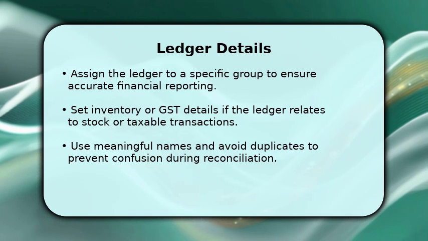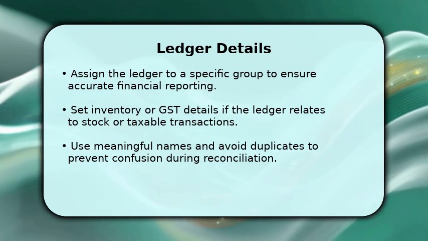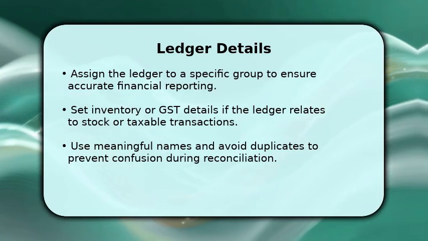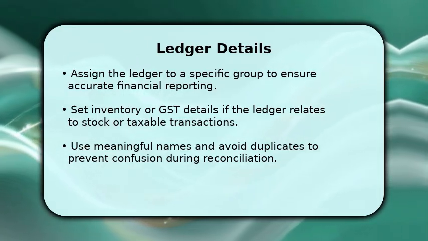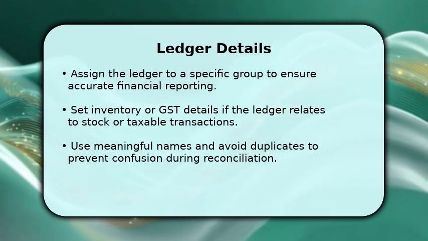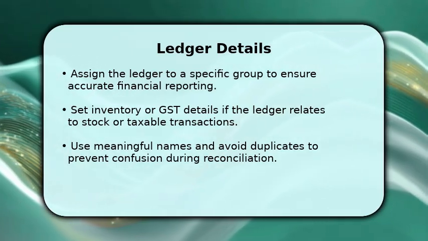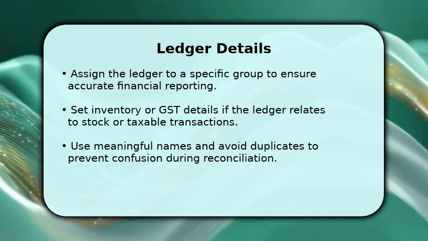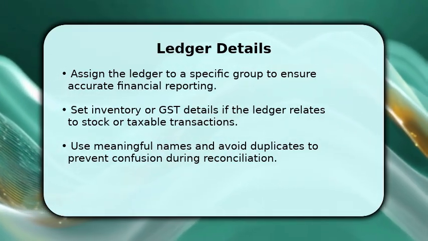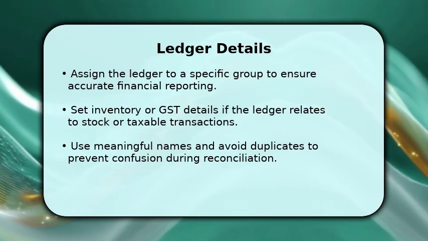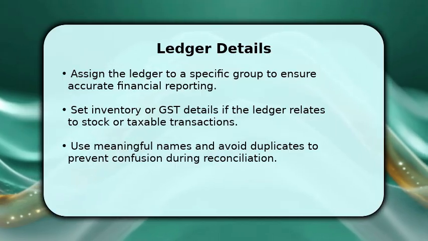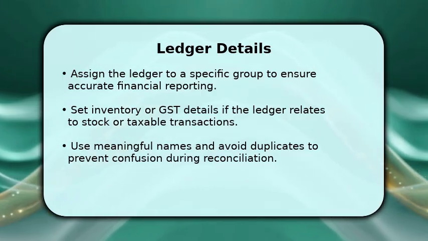Open the Create Ledger screen and focus on accuracy in every field, because details determine your reports. Choose the group that reflects the ledger purpose, such as indirect expenses or fixed assets, and fill GST or inventory options when applicable. Double-check the opening balance and credit or debit nature to avoid mismatches later. Consistent naming helps with search and reconciliation, and it reduces errors when entering vouchers or generating statements.